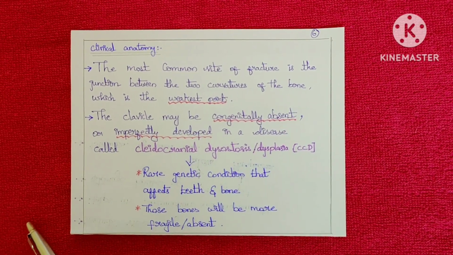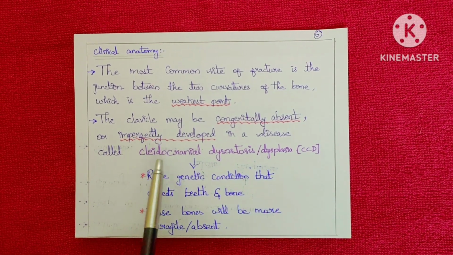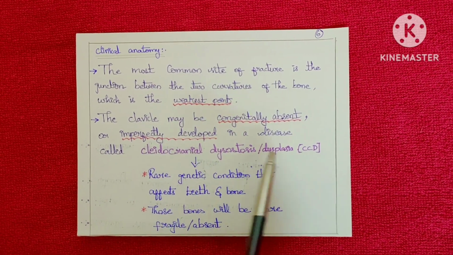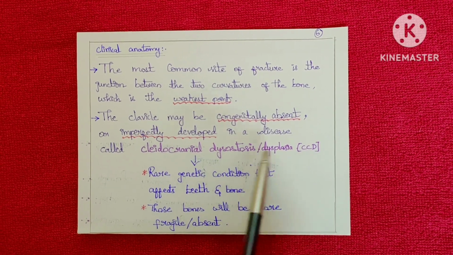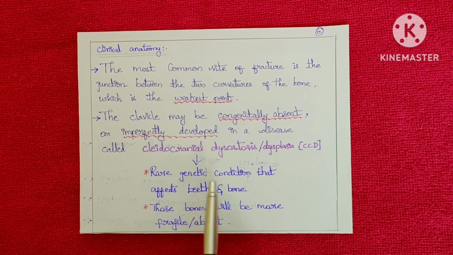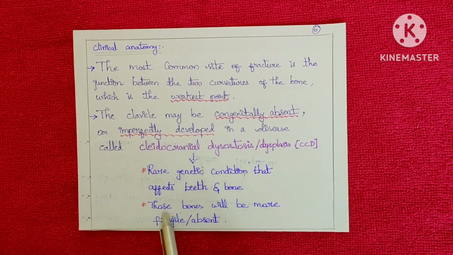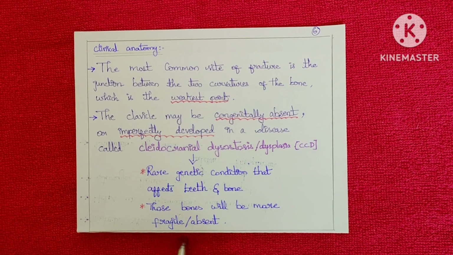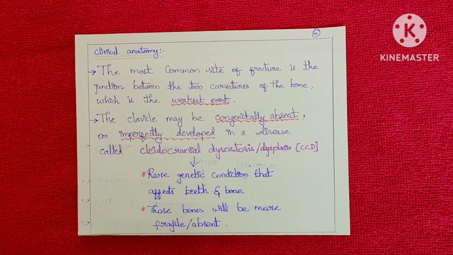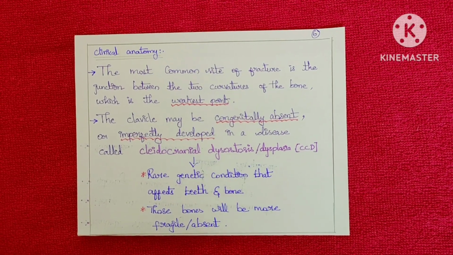Congenital பொறக்கும்போதே இல்லாமலும் இருக்கலாம், or imperfectly developed in a disease called cleidocranial dysplasia or dysostosis, CCD ன்னு சொல்லுவாங்க. This condition is a rare genetic condition that affects the teeth and the bone. The major bone affected is one bone such as the clavicle. Here the bones will be more fragile, easily breakable, or the bone may be absent.